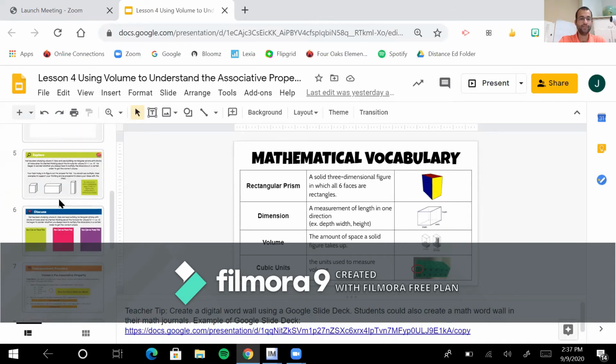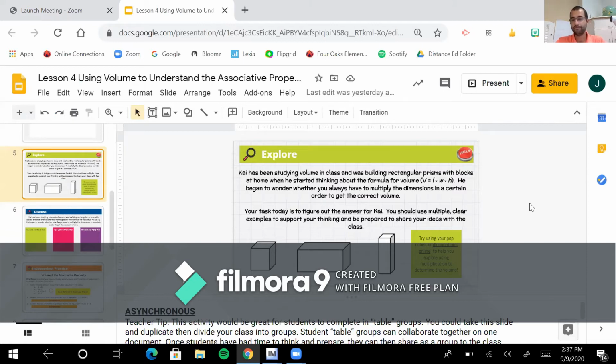Let's go back up here, and you have these slides as well, where you can go through and review. It says that Kai has been studying volume in class, just like we have, and was building rectangular prisms with blocks at home when he started thinking about the formula for volume. So we know the volume formula is length times width times height. So in this case, it's 4 times 3 times 3. He began to wonder whether you always have to multiply the dimensions in a certain order to get the correct volume. Your task today is to figure out the answer for Kai. You should use multiple clear examples to support your thinking and be prepared to share your ideas with the class.